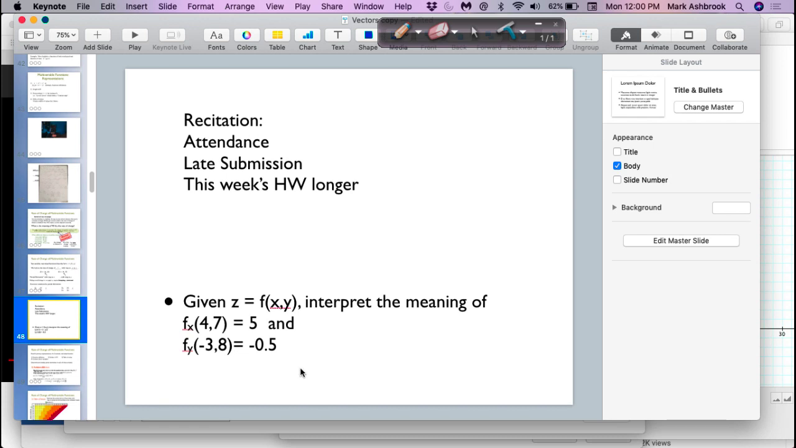Get a partner. Everybody's practicing. Everybody has a partner. If you don't have a partner, Jennifer will find you, and you're going to practice with Jennifer. Okay? Go. What do all these symbols mean? Partial derivative.